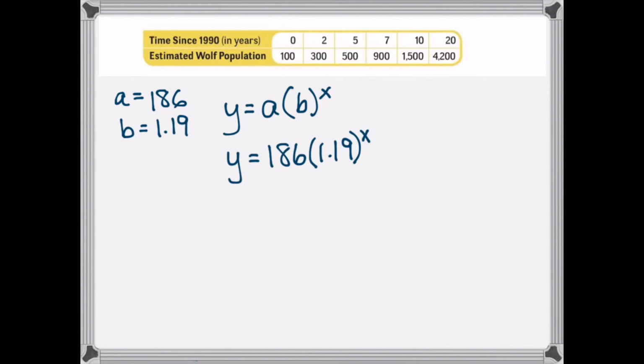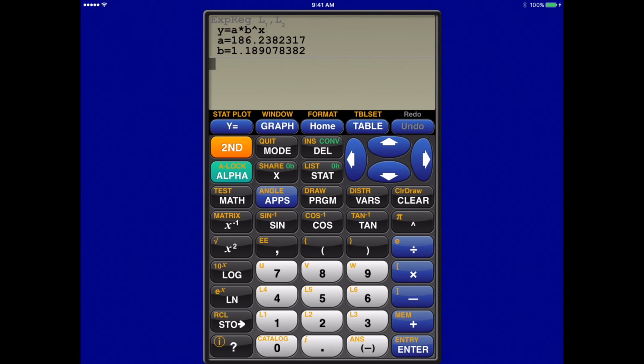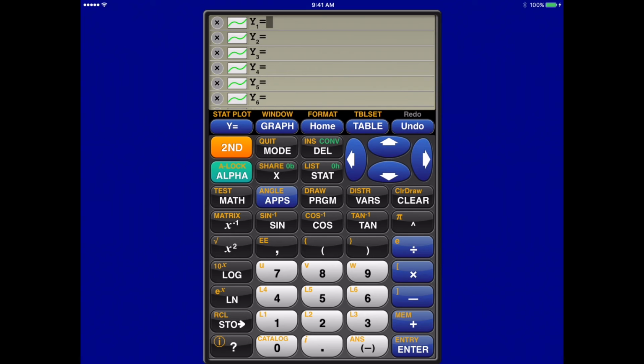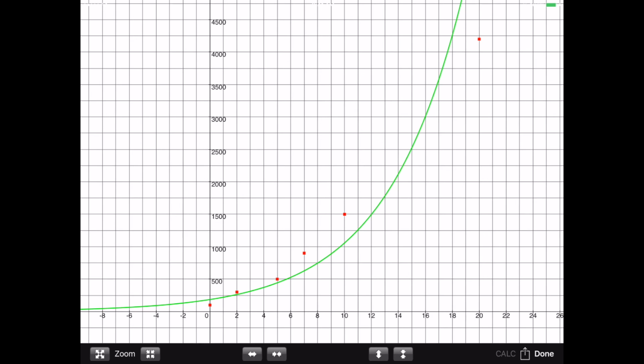From here, I want to check that this is actually going to work for my data, so I'm going to go back to my calculator and plug this equation into y equals and check it against the scatter plot that I made earlier. So we'll go to y equals and plug in our equation, 186 parentheses 1.19 parentheses to the x power. We'll hit graph, and then we'll see that this models the curve of the data. It's not a perfect match, but it does show that it is increasing at an increasing rate.